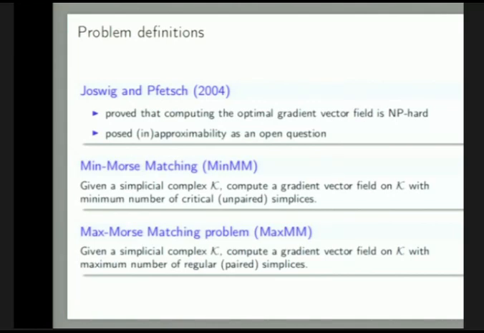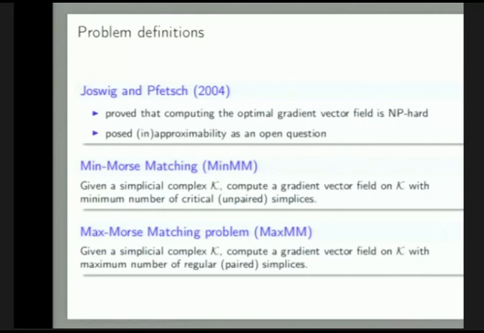So when you talk about optimality, you have these two variants, and the two variants are the same. You can say I want to compute a gradient vector field with the minimum number of critical simplices, or you can say I want to compute a gradient vector field with the maximum number of regular simplices. And when you talk about optimality, the optimal gradient vector field will also have the minimum number of critical simplices, and will also have the same number of regular simplices.